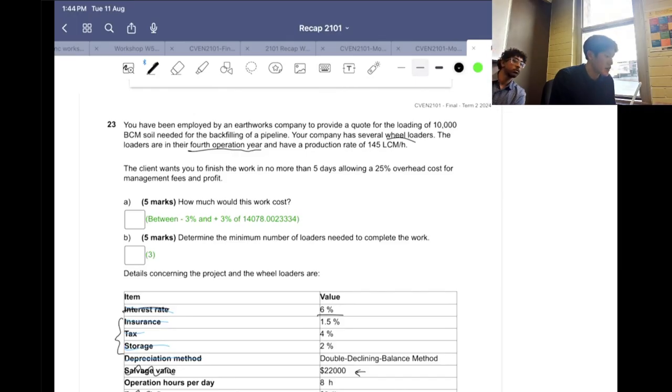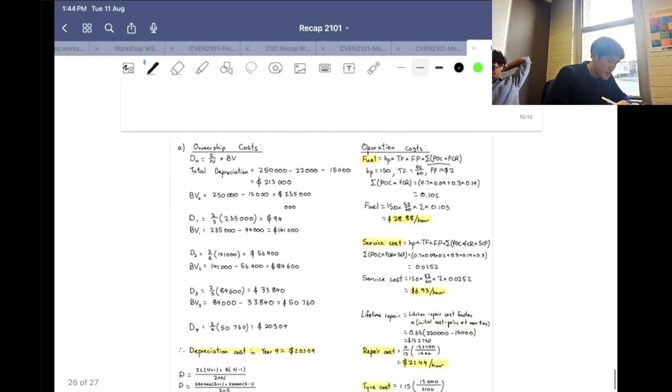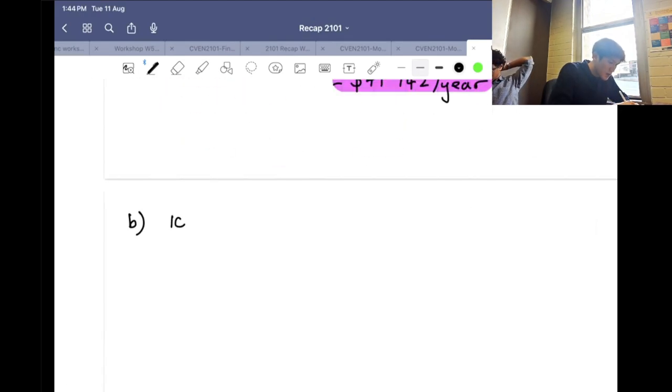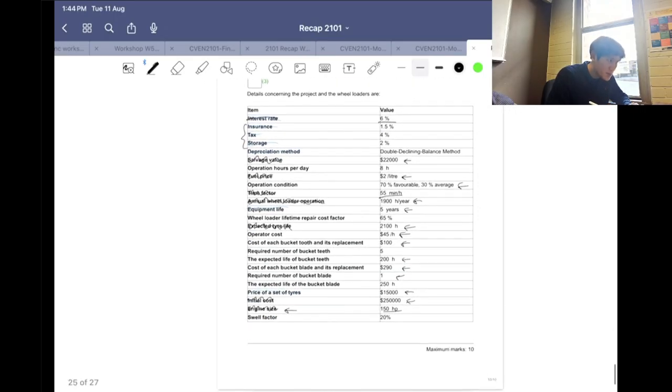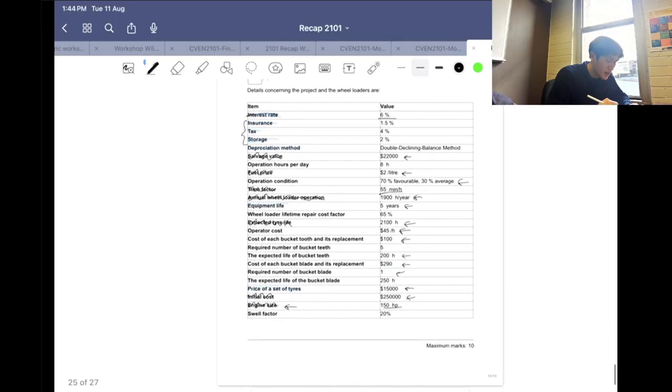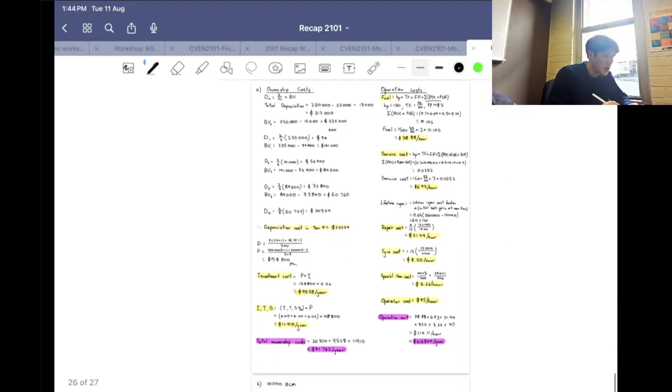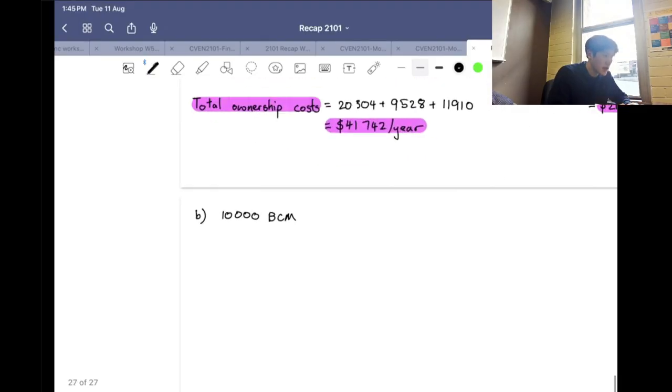So bank is like your natural state. LCM is after excavating it, the air fills the voids and it increases in volume. And CCM is after you've compacted it. So they gave us 10,000 BCM. And then we need to know how long it takes. Determine the minimum number of loaders. So first we need to convert this bank cubic meters into LCM.